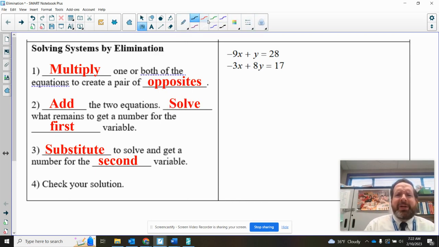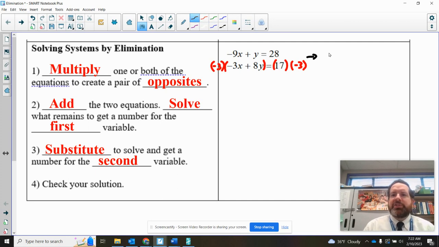Let's just leave the top equation alone and focus on the bottom one. If this is going to be a negative 9x on top, then for my opposite down below, I need a positive 9x on the bottom. How do you turn a negative 3 into a positive 9? You got to multiply by negative 3. That's how you do it.